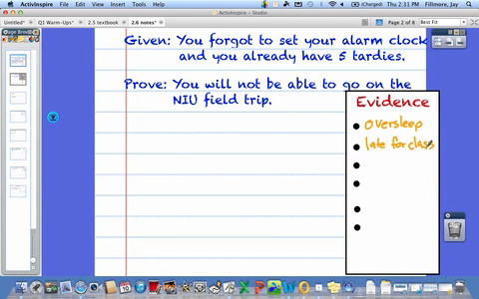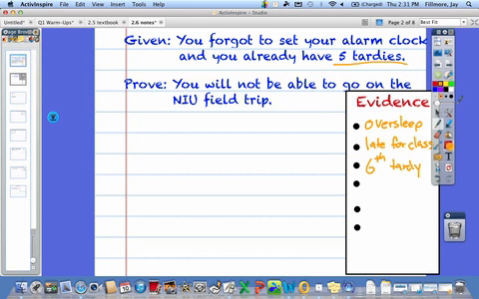So if you forget to set your alarm clock, you'll oversleep. If you oversleep, you're late for class. If you're late for class, in this case, you already have 5 tardies. That would be your 6th tardy. And according to the rules, you will not be able to go to the NIU field trip.